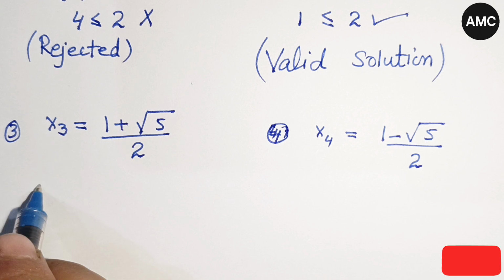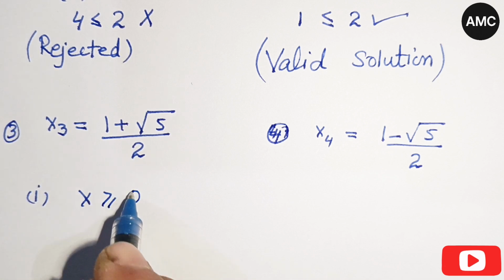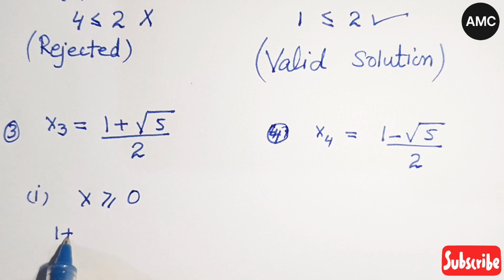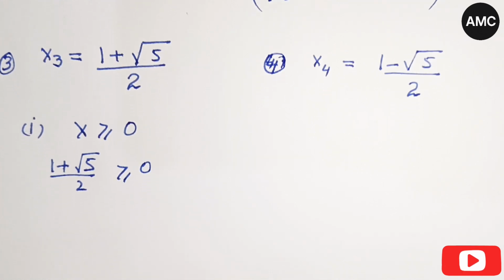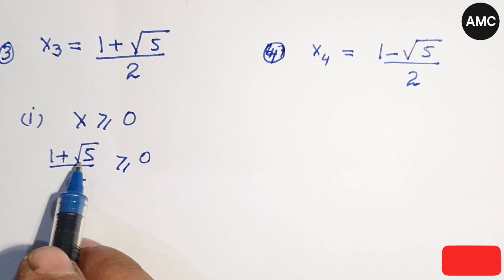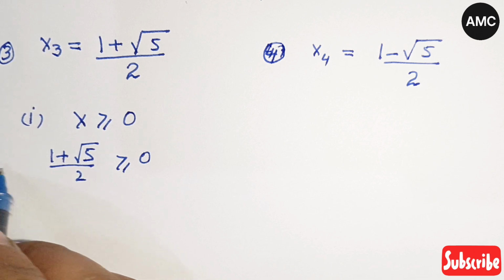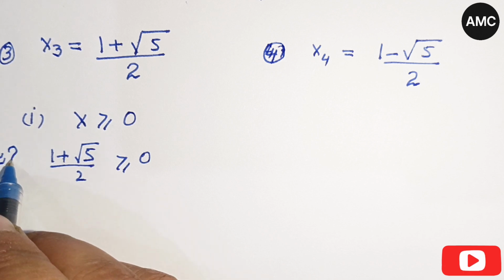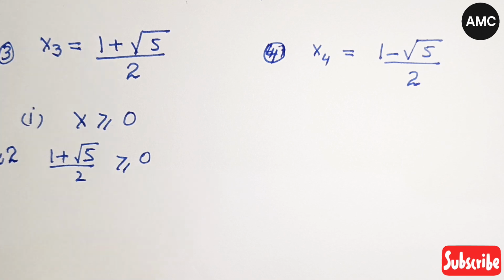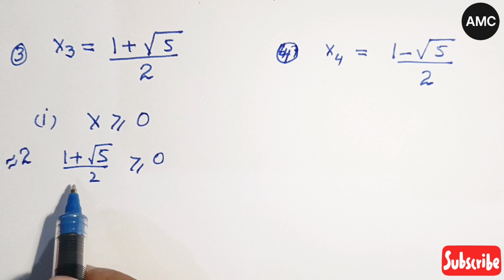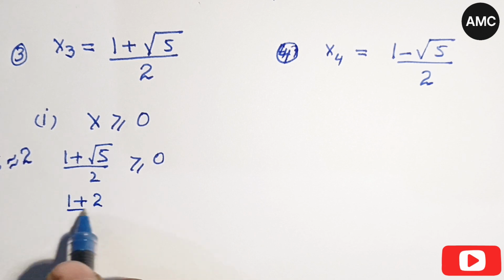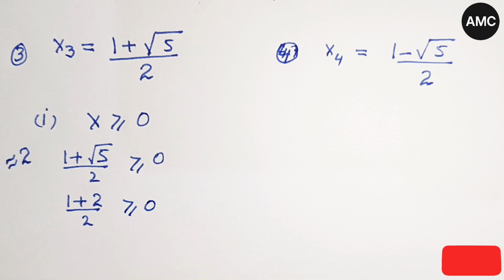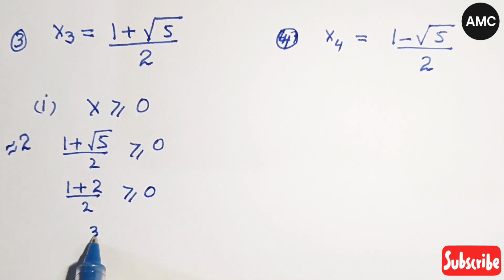Now our first condition is x is greater than or equal to 0. So here the value of x is 1 plus square root of 5 all over 2, which should be greater than or equal to 0. Now we see that this square root of 5 is approximately equal to, let us suppose, 2. So here we have 1 plus 2 over 2 is greater than or equal to 0. Now 2 plus 1 is 3, and 3 over 2 is greater than or equal to 0.